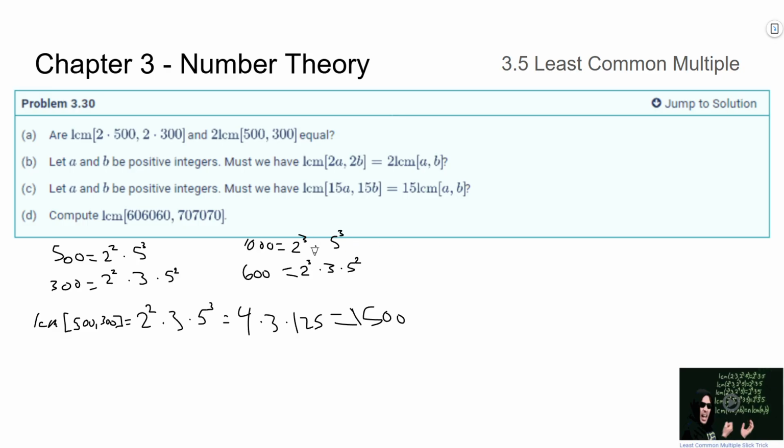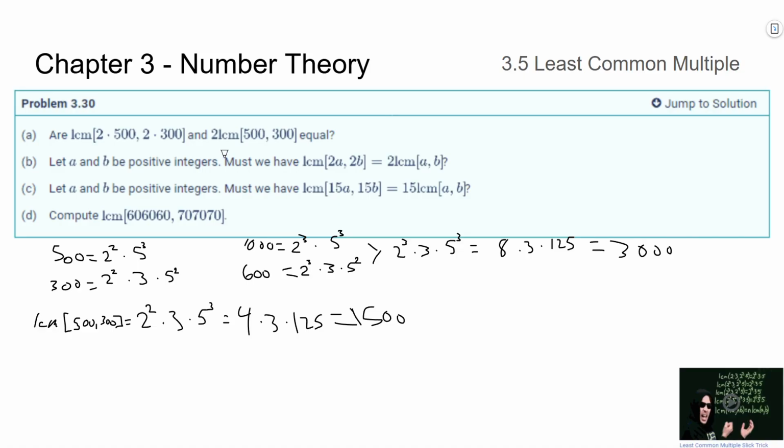Okay, so then what would the prime factorization, or would the least common multiple of these two be? So we need a 2 cubed, and then we need a 3, and we need 5 cubed. And this would end up giving us 8 times 3 times 125. So we saw that 125 times 4 was 500. So 125 times 8 is 1,000. So this would end up being 3,000.